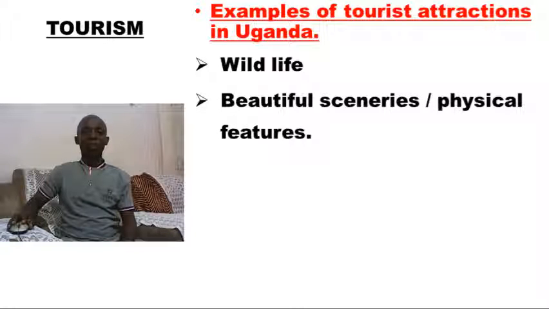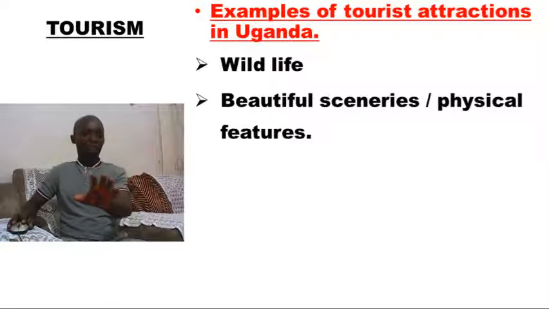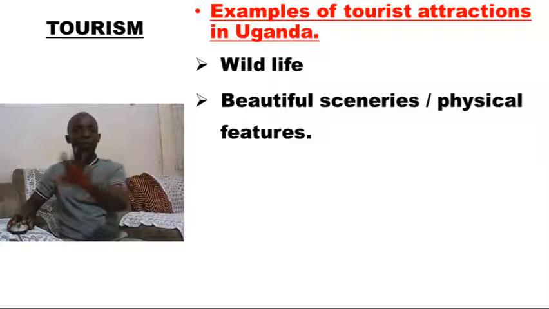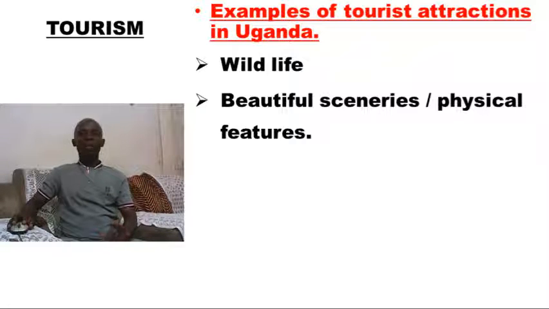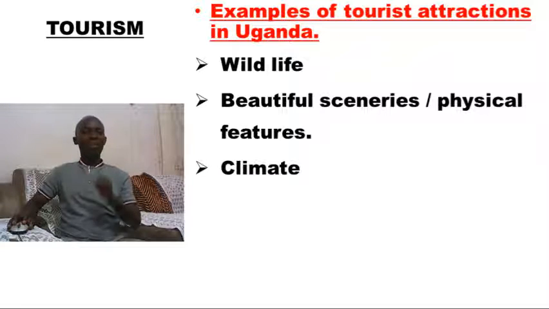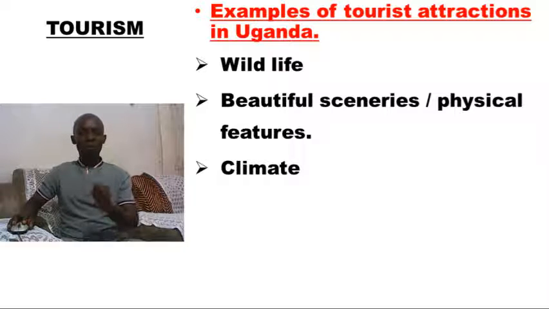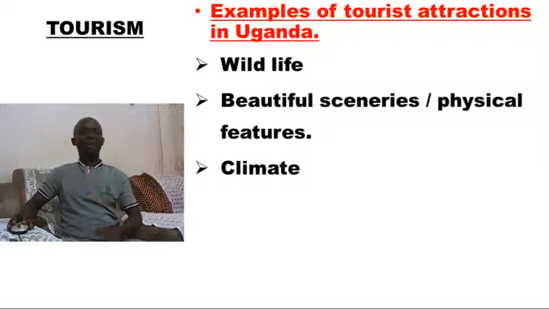Another thing that attracts tourists to come to Uganda are the beautiful sceneries. What do we mean by beautiful sceneries? We mean the physical features of Uganda. Uganda, being the Pearl of Africa, has got beautiful sceneries. So these sceneries attract tourists to come and visit Uganda. What other thing? The cool tropical climate of Uganda attracts tourists to come and visit Uganda, enjoy the climate. That's why you see some of these Europeans come to Uganda. You find them moving, sunbathing. They're enjoying the tropical climate of Uganda.